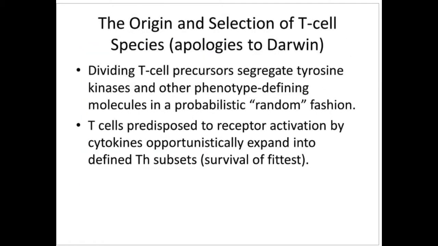Okay, but it isn't enough. At that point, you're just setting up the diversity. What happens after this is the dividing T cell precursors segregate tyrosine kinase and other molecules, and it's all done in a probabilistic fashion, which just means random. So the T cells, if they actually express a receptor and are predisposed to receptor activation by cytokines, will opportunistically expand into defined Th subsets, which is really a survival of the fittest. Apologies to Darwin, because this is pretty Darwinian.